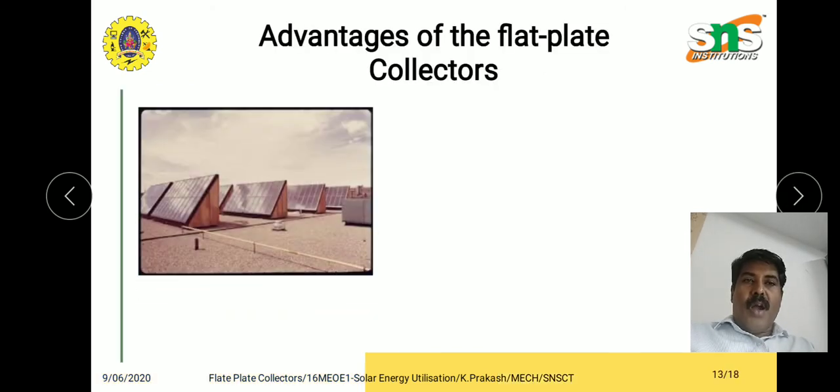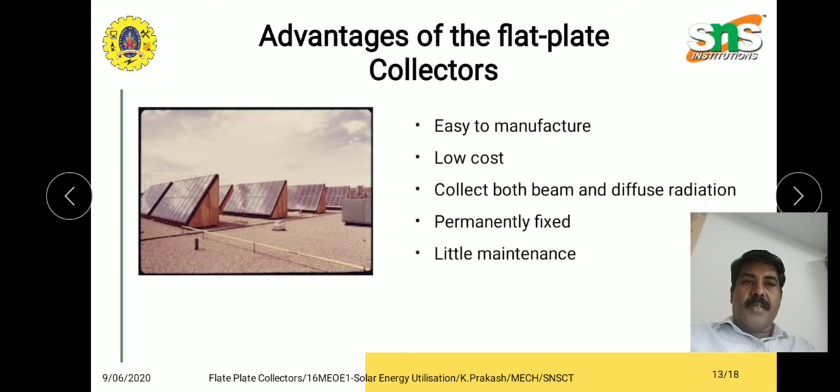And coming to the advantages of flat plate collectors, they are easy to manufacture and low cost. They collect both the beam and the diffuse radiations, are permanently fixed, and the maintenance is lesser. So these are the advantages of flat plate collectors.